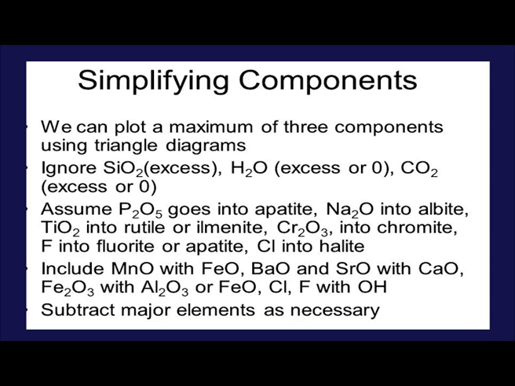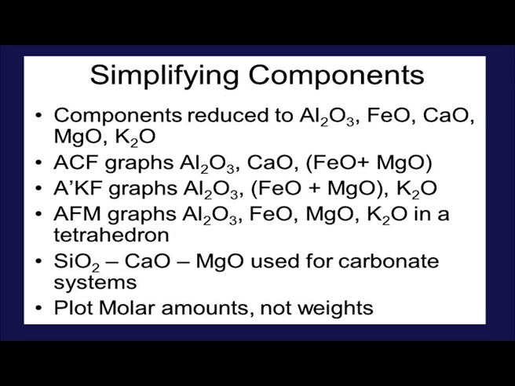Assume P2O5 goes into apatite, Na2O into albite, TiO2 into rutile or ilmenite, Cr2O3 into chromite, fluorine into fluoride or apatite, chlorine into halite. Include MnO with FeO, barium oxide and strontium oxide with calcium oxide, Fe2O3 with Al2O3 or FeO, chlorine, fluorine with OH. Subtract major element as necessary. Components reduced to Al2O3, FeO, MgO, K2O.